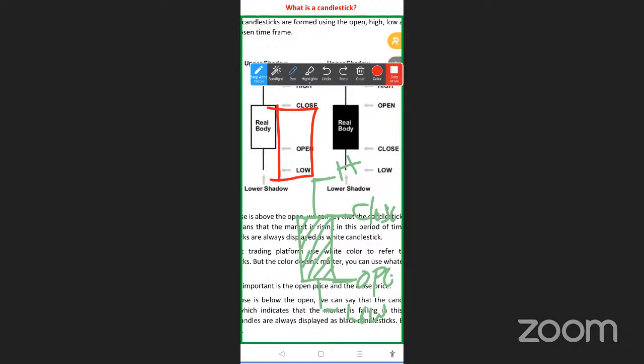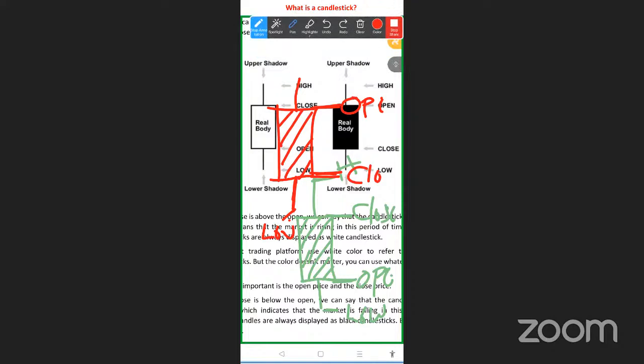The red candle starts at the top. So this is the body. Where it starts from, we call it the open. And where the body ends, we call it the close. The lowest point, this one, we call it the low. The highest point here, we call it the high.